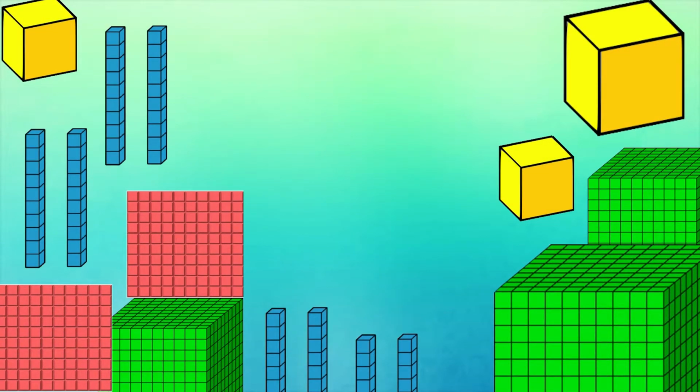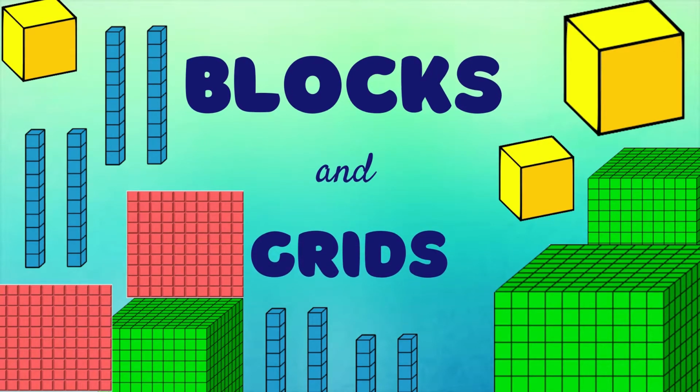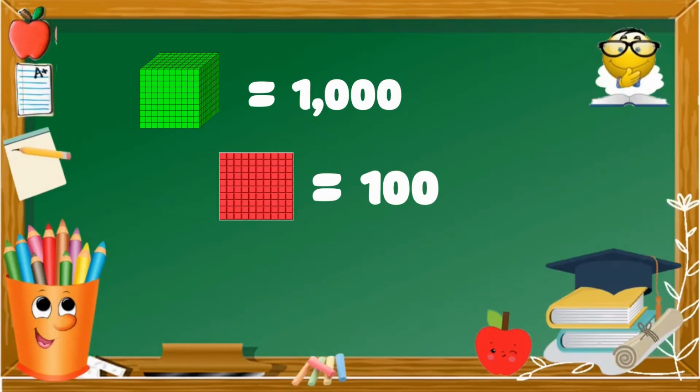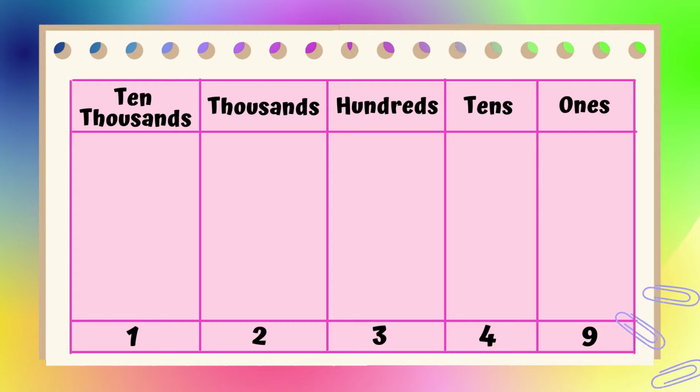Another way to visualize how big the number is by representation using the blocks and grids. Note that one block is equal to 1,000, one flat is equal to 100, one long is equal to 10, and one square unit is equal to 1. Now, let's visualize 12,349 using blocks and grids placed in a place value chart. How big is 12,349? Let's put the blocks and grids according to the right places in the place value chart.